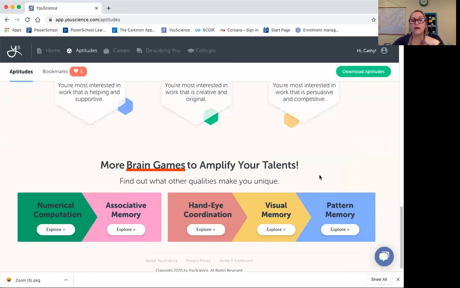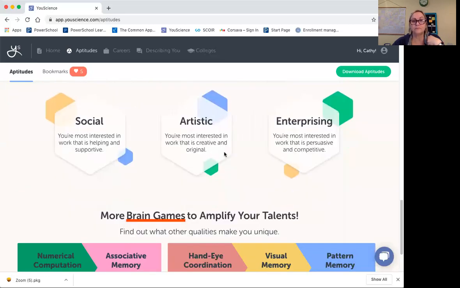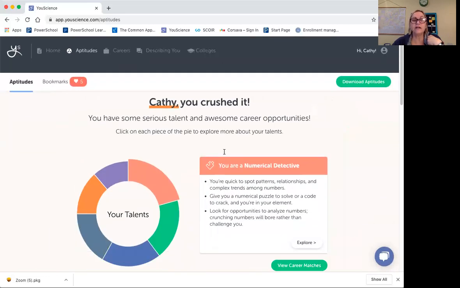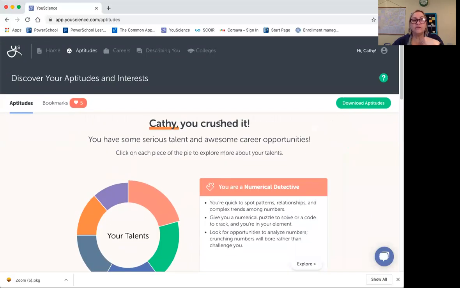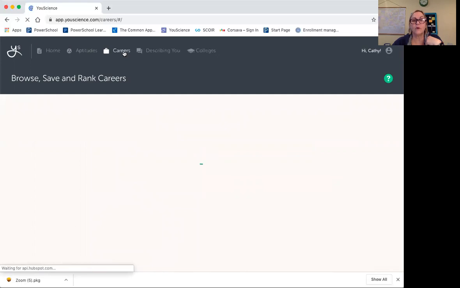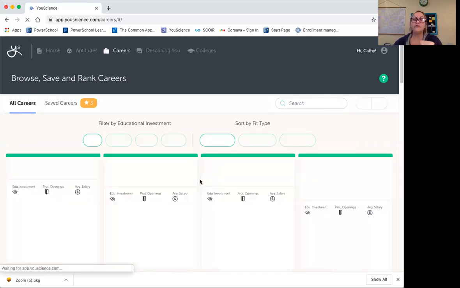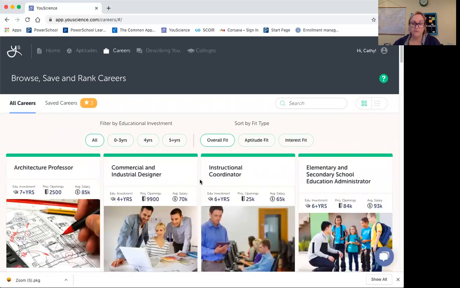And then there's more brain games you can do at the bottom. So that page is fun, but the next page is where we start talking about careers. As I said, certain careers will be brought up to say that they fit your aptitudes and your interests well. And there's like 500 of them here.